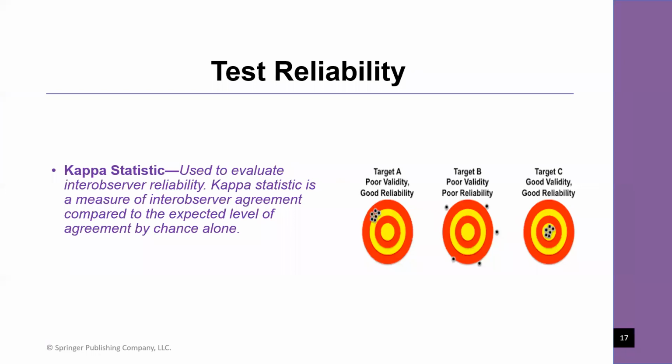The last thing we're going to talk about with test reliability is the kappa statistic. It is used to evaluate inter-observer reliability. The kappa statistic is the measure of the inter-observer agreement compared to the expected level of agreement, or what would be done by chance. You will not have to calculate a kappa statistic, but just know that that's what it measures. And I thought this target example was a good way to show the difference between reliability and validity as well.